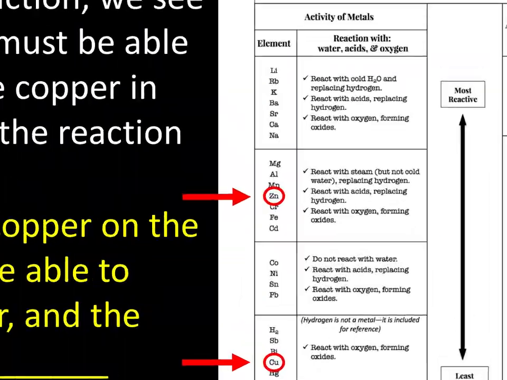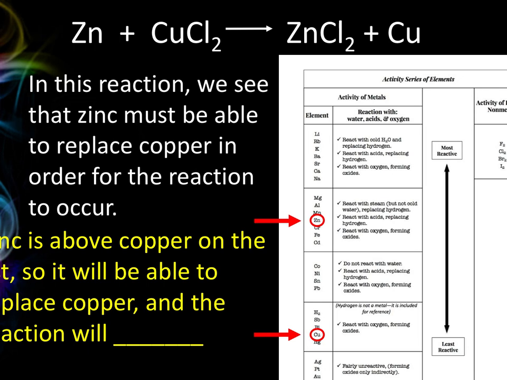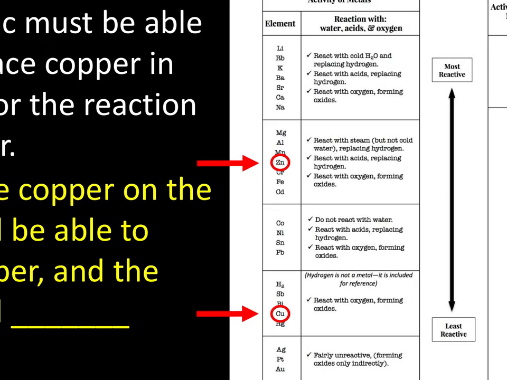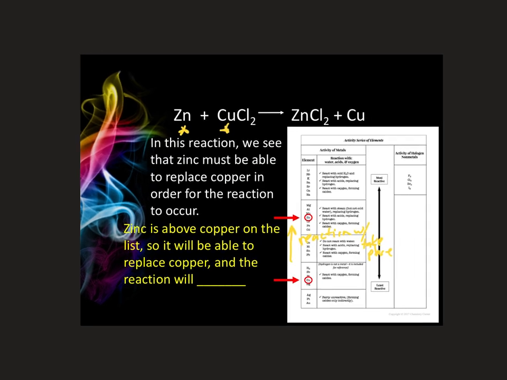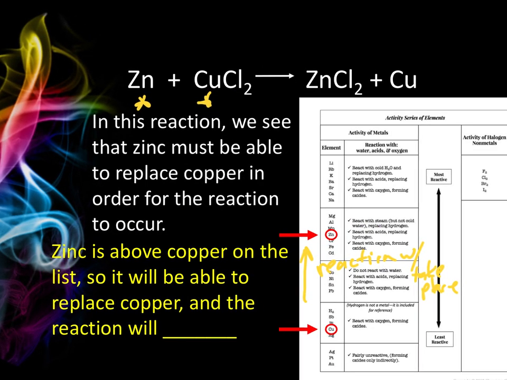I'm gonna zoom in a little bit. All right, we have zinc and copper. These are the two that we're looking at, zinc and copper. So zinc is well above where copper is. So that means that a reaction will take place. If a reaction will take place, you just follow the same rules. It's no different. So zinc is above copper and the reaction will occur.